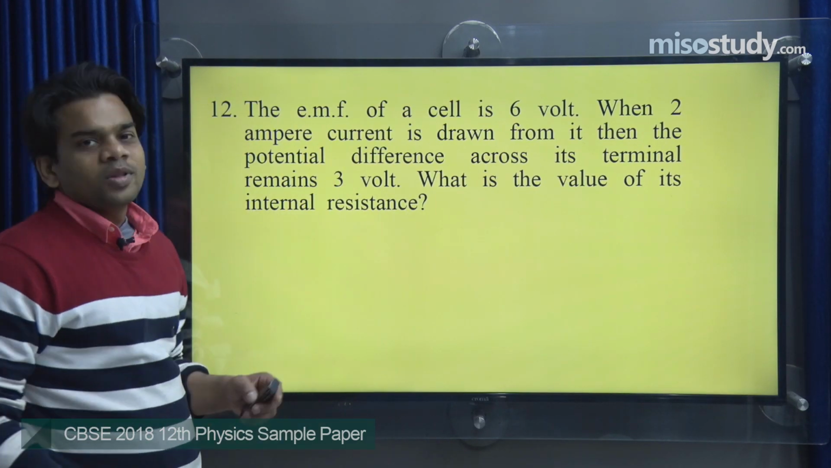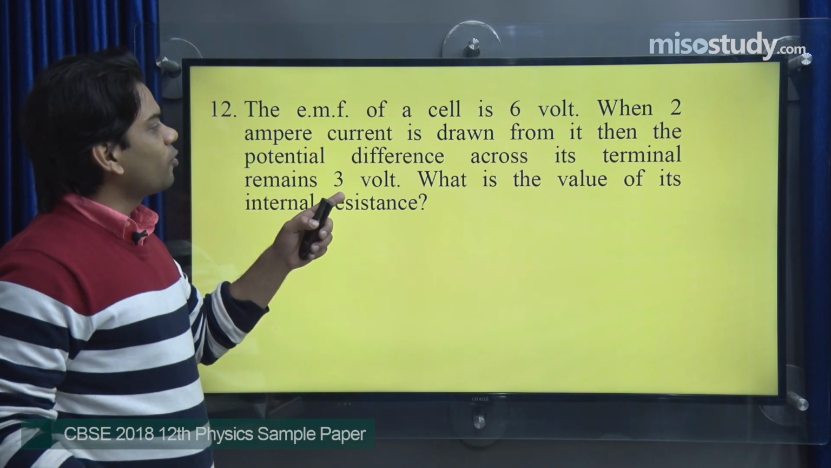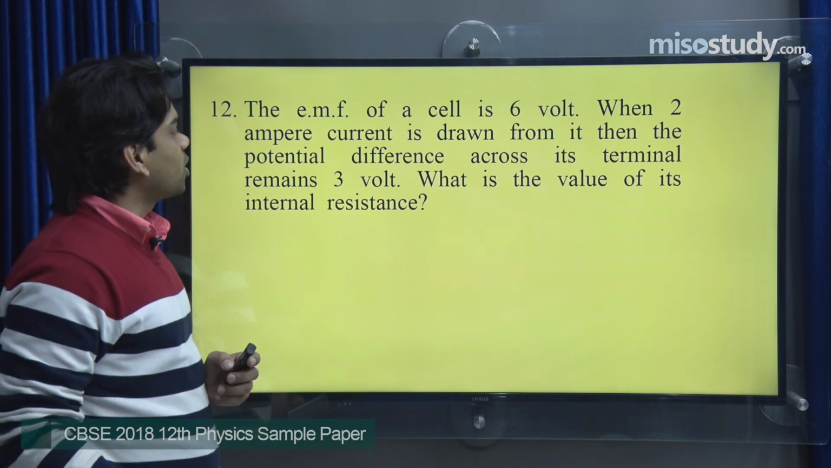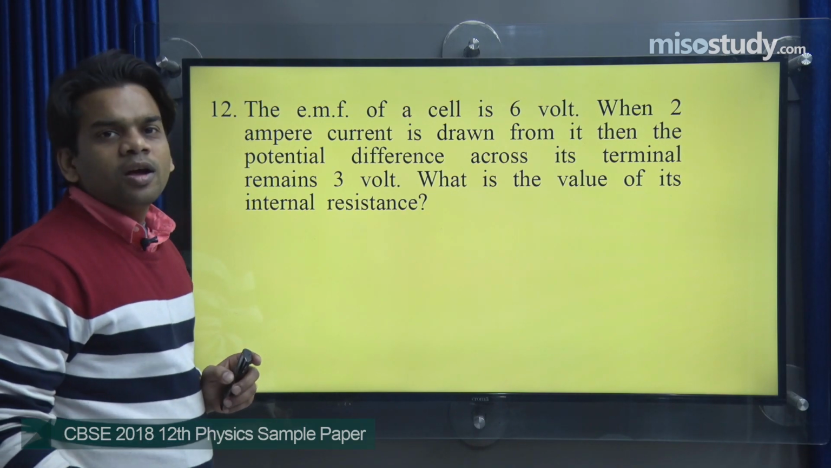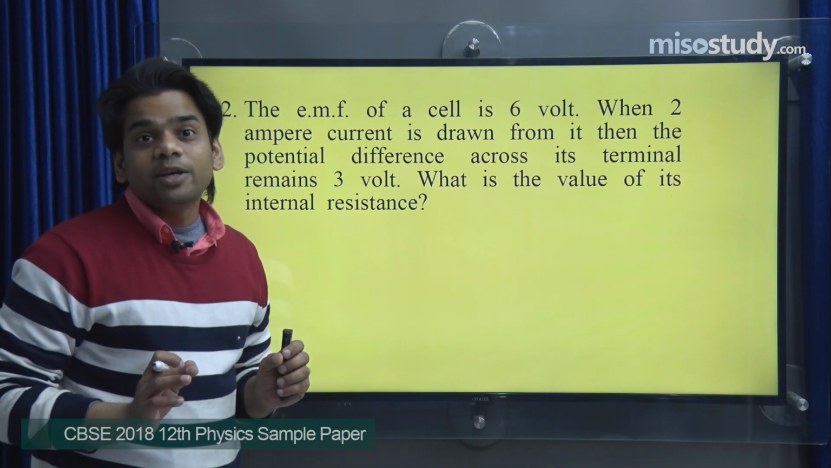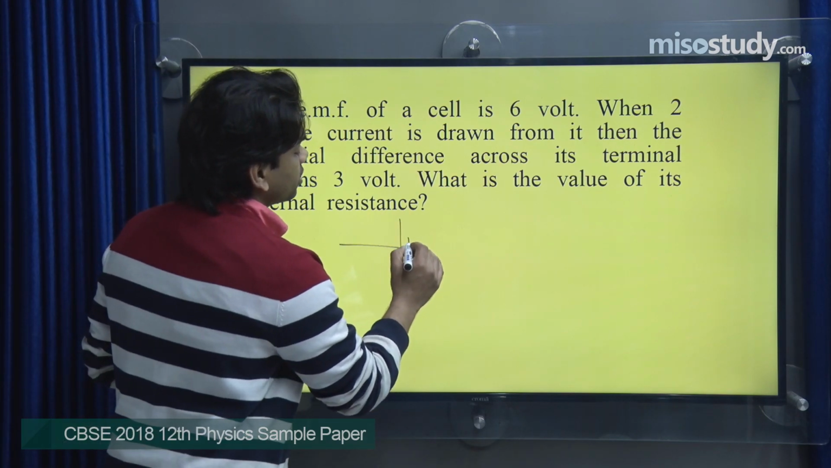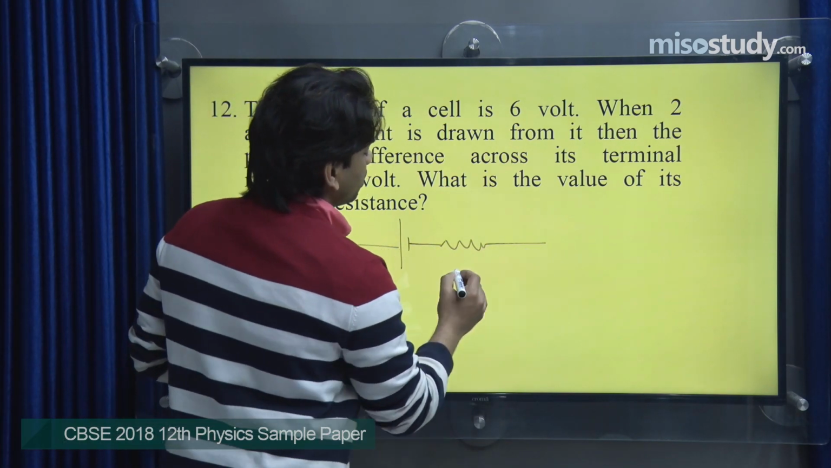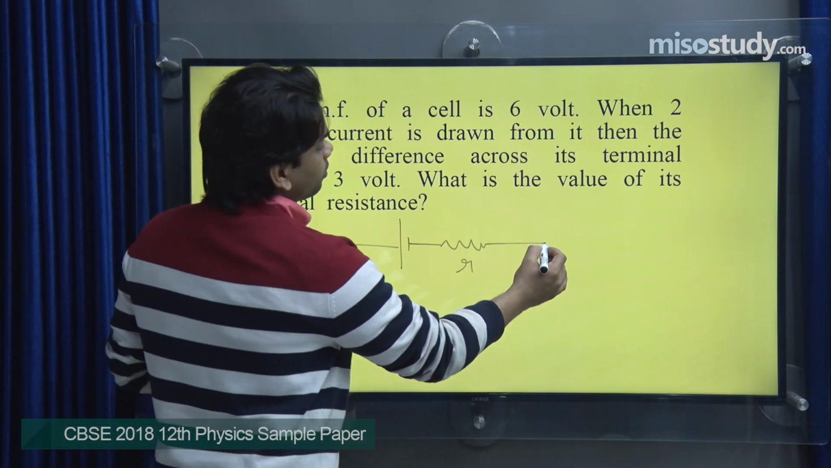You see here, the EMF of a cell is 6 volt. When 2 ampere current is drawn from it, then the potential difference across its terminal remains 3 volt. What is the value of its internal resistance? Now see here, this question is quite easy, let me tell you. But the examiner may check your conceptual understanding. If you know it, you can simply solve this. This will be the diagram. This is the cell diagram. Let's say this is terminal A, this is terminal B.